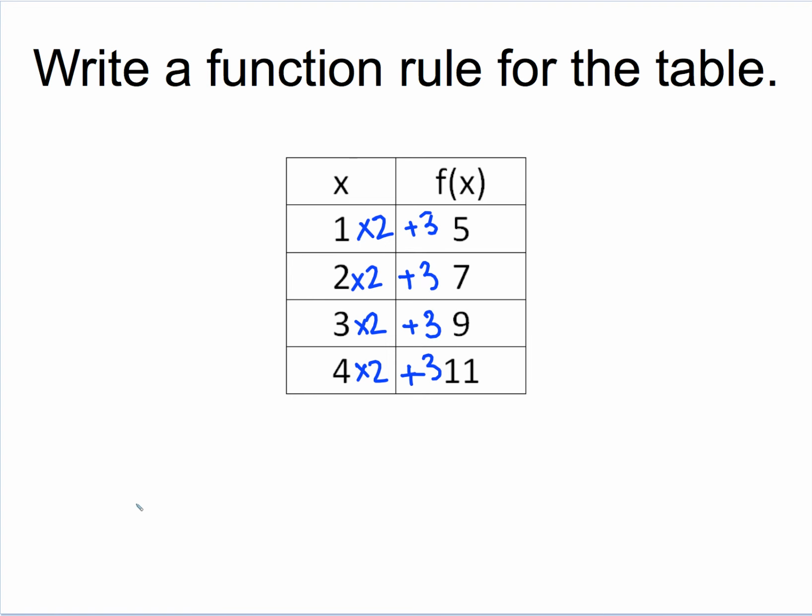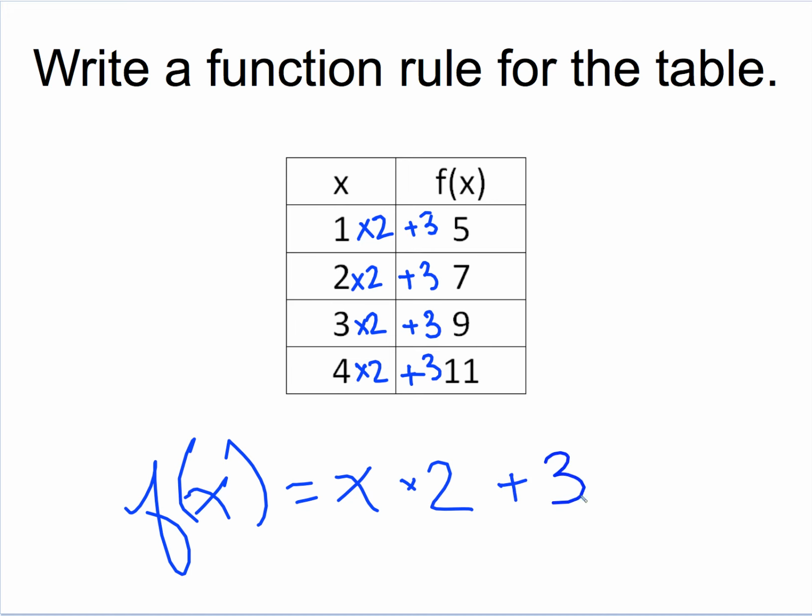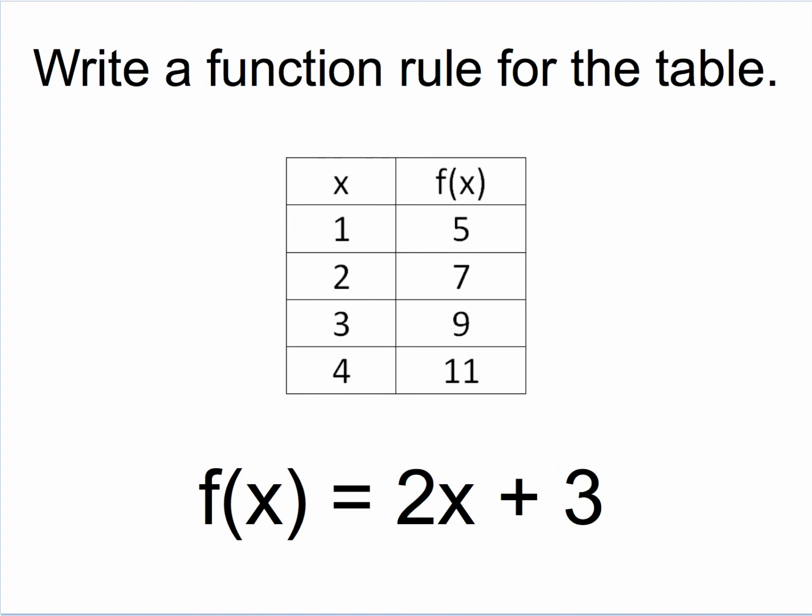So the way that you would write that is, again, f of x equals, since we're multiplying it by 2, we could just write it out the way that you see it first, x times 2 plus 3. But again, the way that we would write x times 2 is just 2x. So our function rule would be f of x equals 2x plus 3.